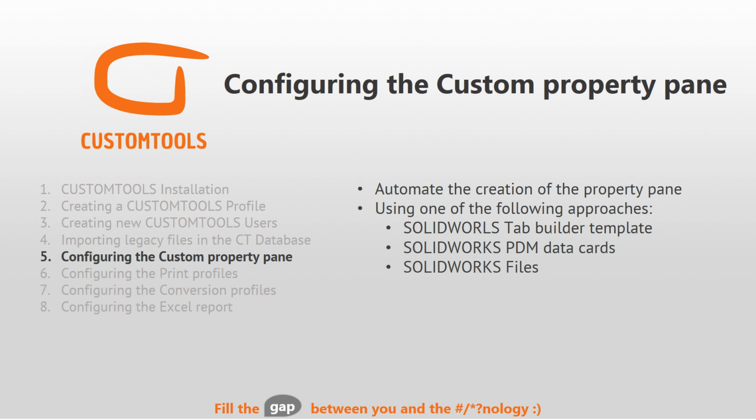Now that we are ready with the administrative part, we can start configuring the property pane. QCentrals offers a wizard that will allow you to quickly get started with what you are already using. We can automate the creation of the property pane in QCentrals from the tab builder, the PDM data cards, or simply SolidWorks files. Once you have it imported, you have a solid base to start working and implement new functionalities in the properties.